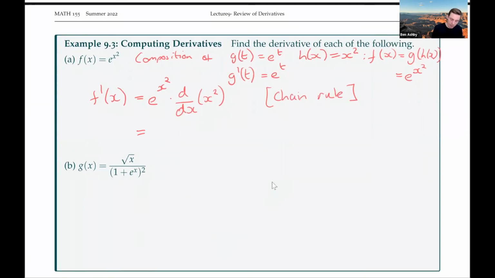Okay, so if we take the derivative of x squared, then we're going to get 2x, thinking of the power rule here. So we can write that out at the front, 2x e to the x squared is our answer.